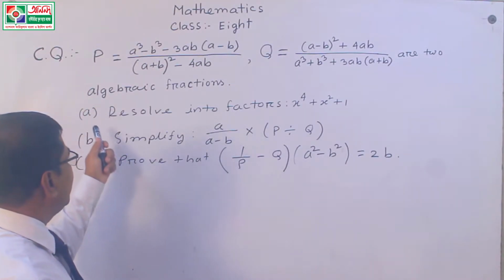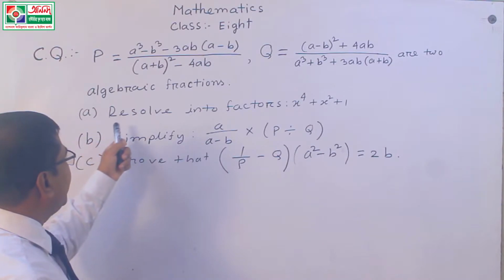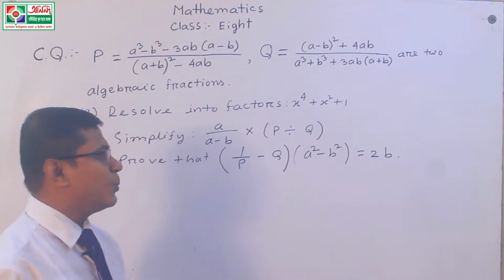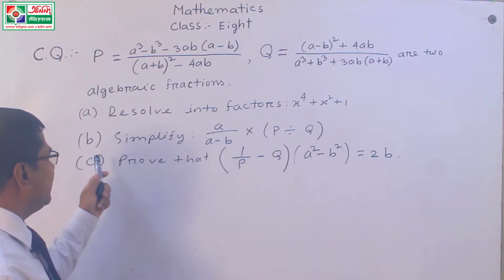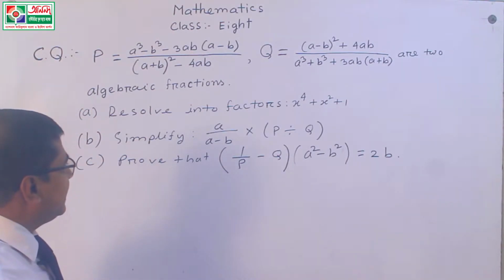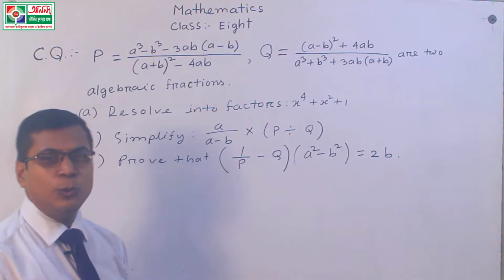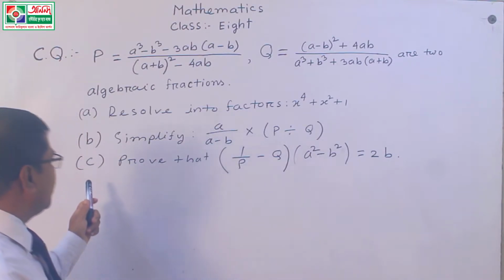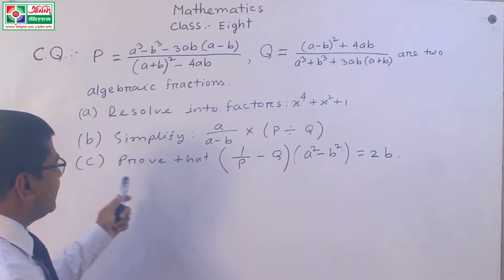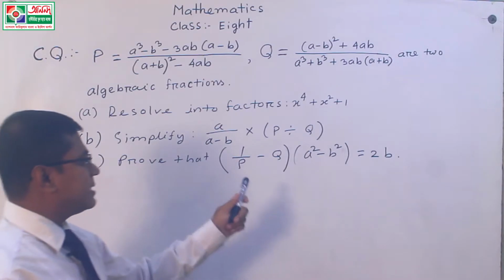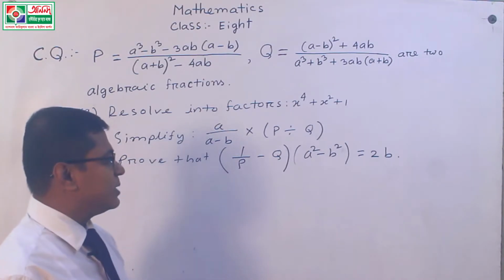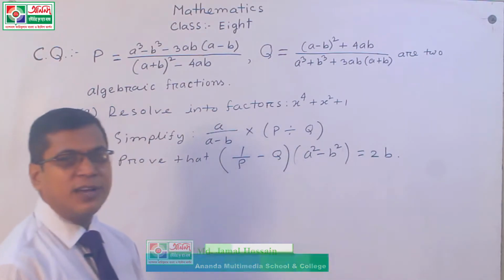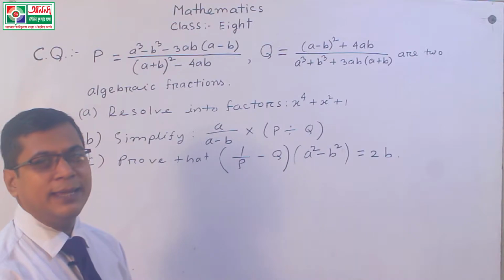Here they have said in question number A, resolve into factors x to the power 4 plus x square plus 1, and in question number B they have said simplify a by (a minus b) into P divided by Q, and finally in question number C they have said prove that 1 by (P minus Q) into (a square minus b square) is equal to 2b. Now at first we will do question number A.